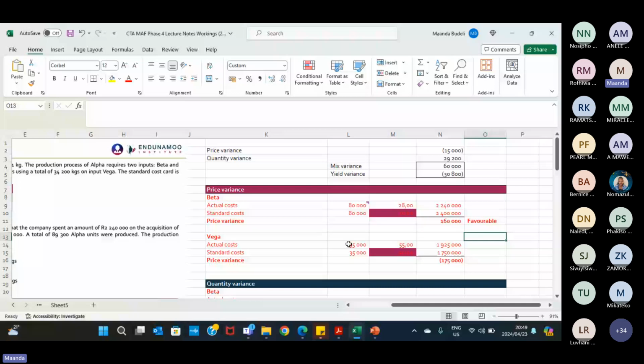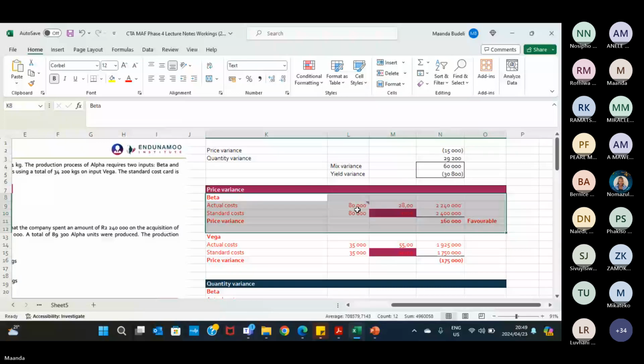Anyone who has an issue with this, how we calculated them? Say now or forever hold your peace. Anyone? Going once, twice. Good.